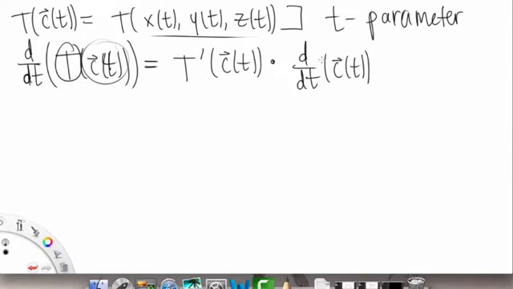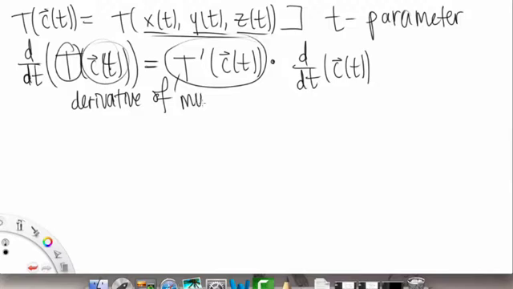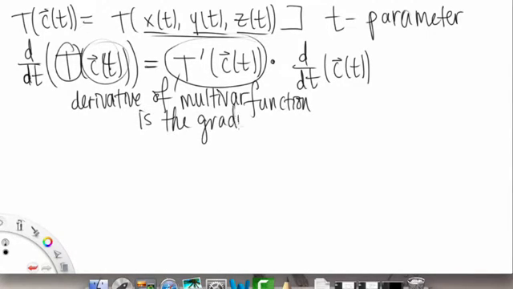All right, so this one, let's look at this. So here, remember T, our outer function, that's actually a T of 3 different components, right? This is a multivariable function, this outer one here. So since this is a multivariable function, the derivative of a multivariable function is something that we just learned is the gradient. So whenever you see a multivariable function and we're taking the derivative, that means we're going to take the gradient of it.